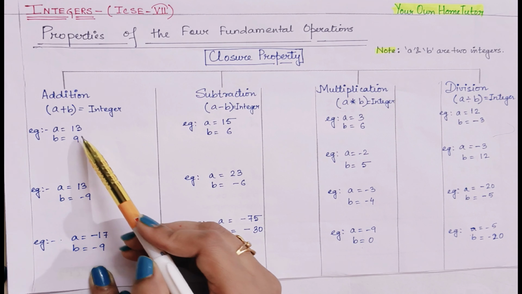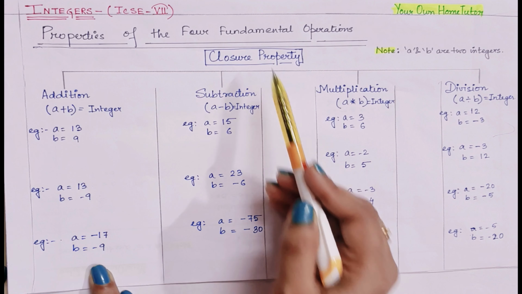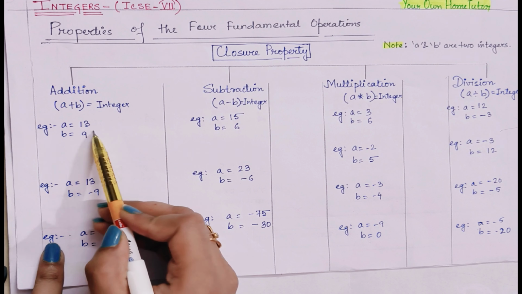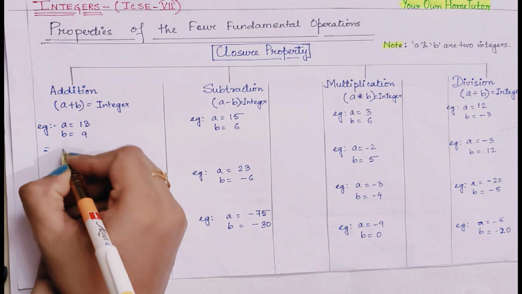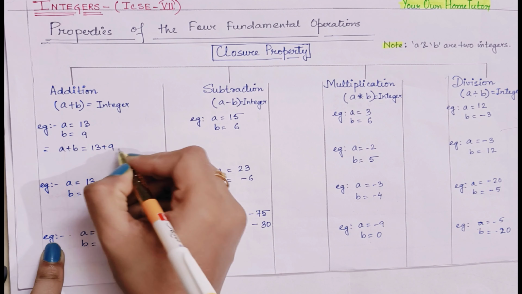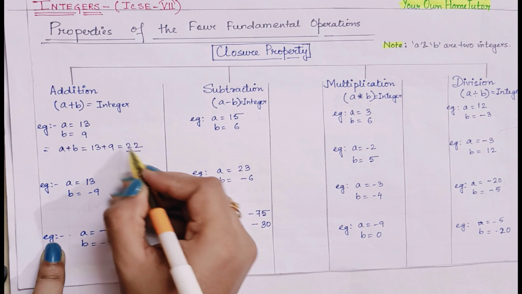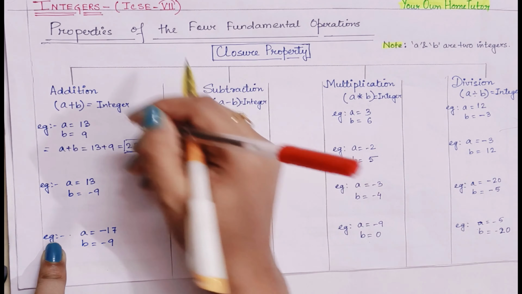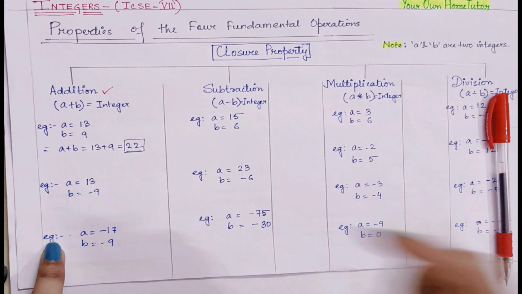So let us see here how the addition is following or obeying closure property. So if you see here, I have taken a as 13 and b as 9. So if I add a and b together, then I will get 13 plus 9, which is 22. 13 and 9 both were integers and their result is also an integer. So we can say that the closure property holds for addition operation.